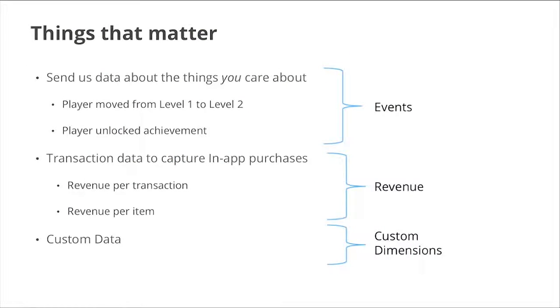So how do you track this stuff? Analytics actually moves these things into 3 groups. The first group is what we call events. These are basically things that happened in your game. The second group is revenue, wherever you monetize your users. And the third group is the custom data, and we send that over as custom dimensions.